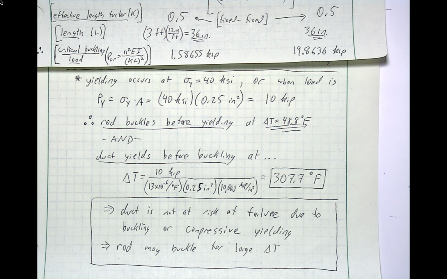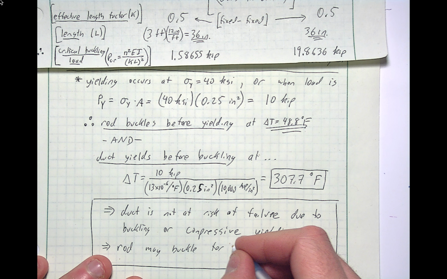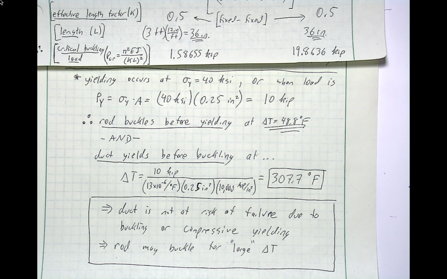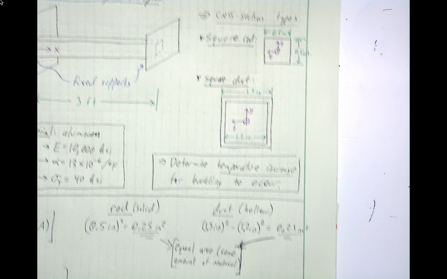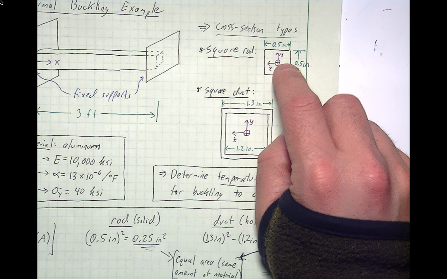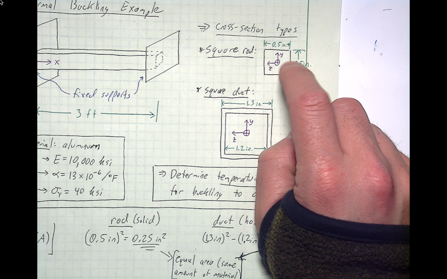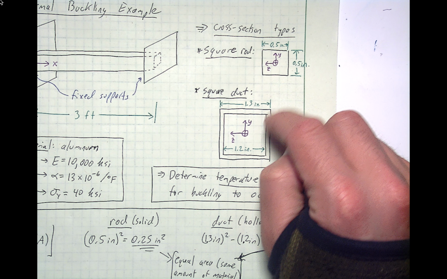Whereas the rod is going to buckle before it yields, and at, I don't know, put this in quotes, moderately large delta T's, 50 degrees. It's all relative to what we're talking about, but the rod's going to buckle at about 50 degrees Fahrenheit temperature change. So it depends on what we're subjecting these columns to, but the rod will definitely be more at risk of failure. So the cross-sectional shape is important, and this one is more prone to failing than the duct shape.